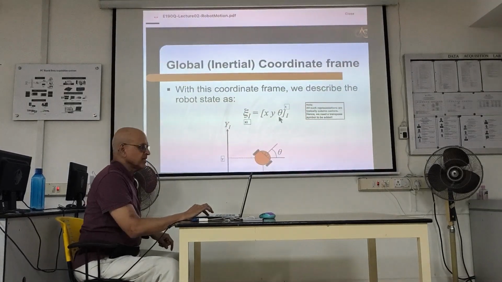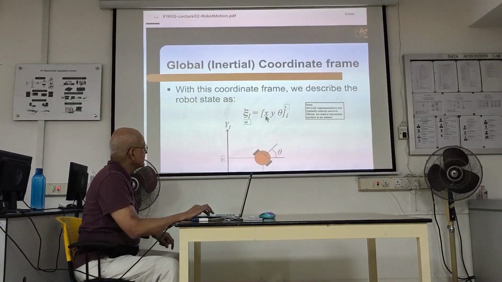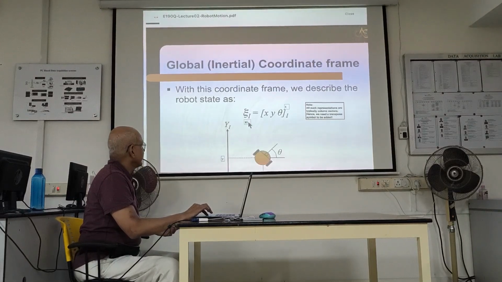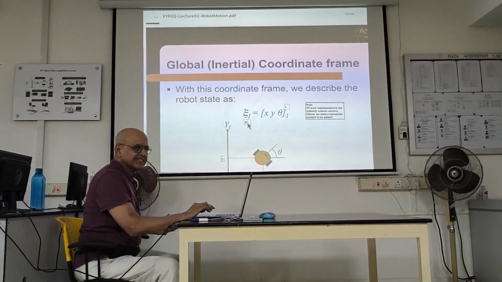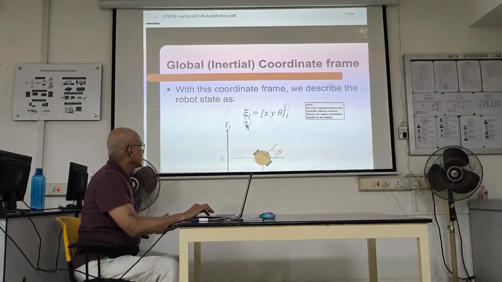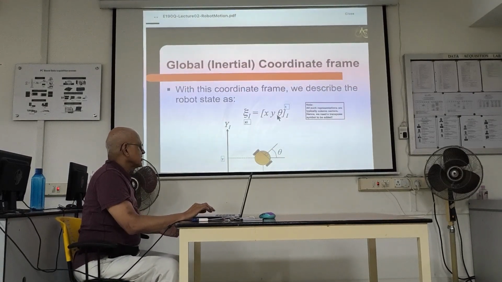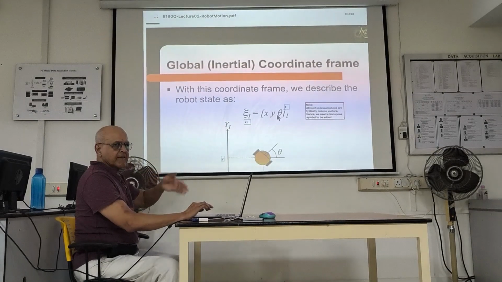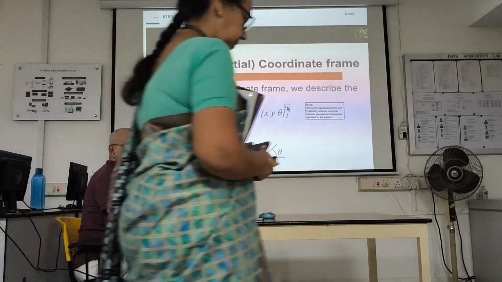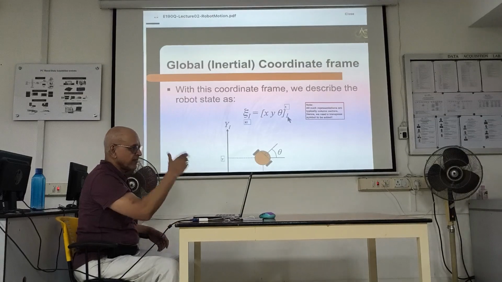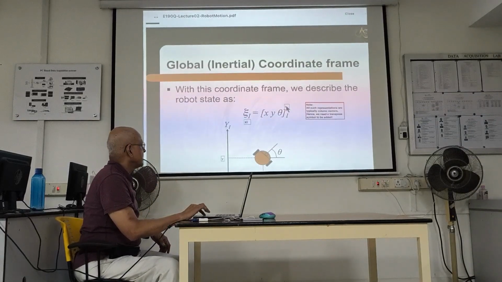And this is the state vector for the robot: x, y, and theta. That is the state of the robot with respect to the world axis. If you're curious, this is a Greek letter which is pronounced psi. Typically, you write these as column vectors. That's why they write it horizontally to save notebook space, and they put a transpose.